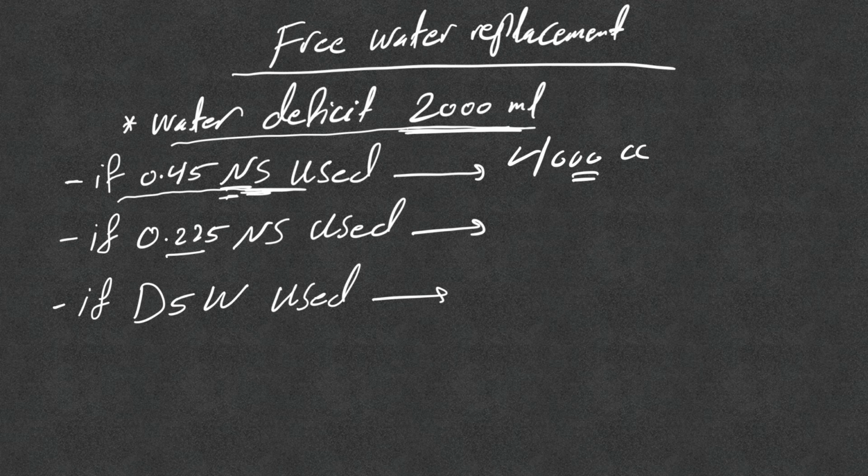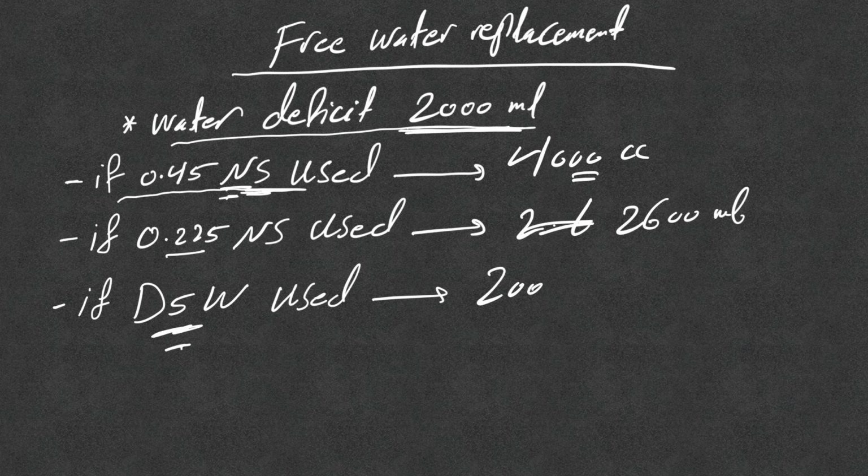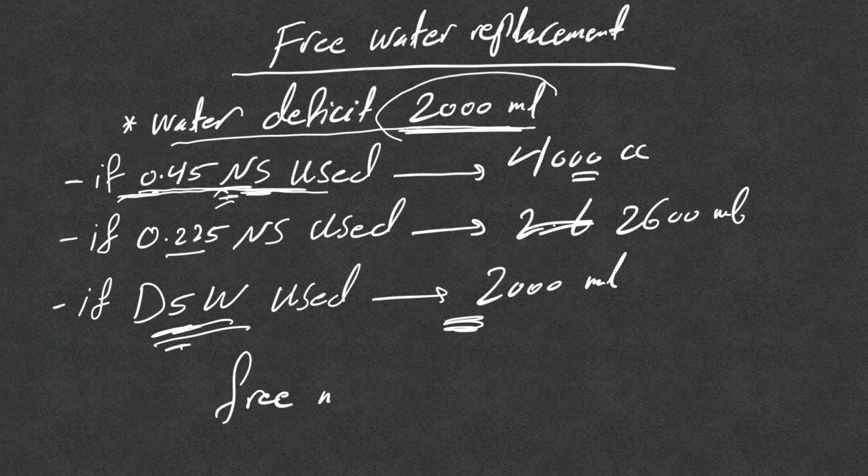Because it's such a hypotonic solution, you will need 2.6 liters. And D5, if you use 5% dextrose, remember you need only 2000 ml. Of course, if the patient can take free water by mouth or through an NG tube, free water is always the best, as long as there is no absorption issue and the patient can take PO.